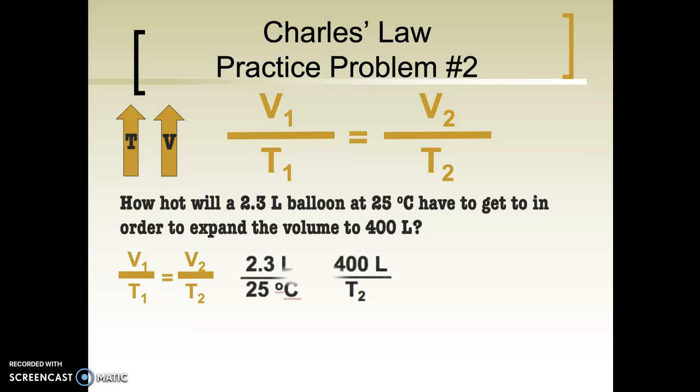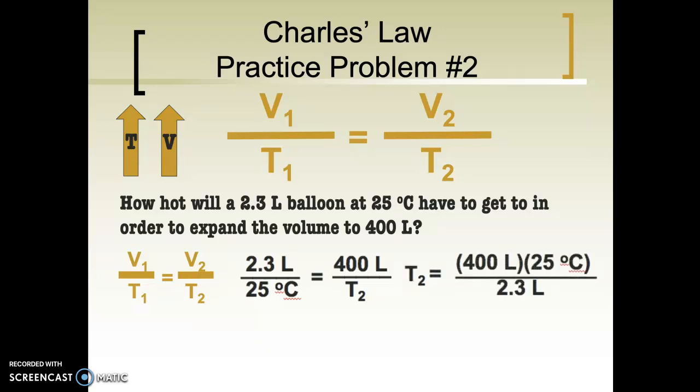So again, we simply set this up. Our initial volume is 2.3 liters. Our final volume was 400 liters. Our initial temperature was 25 degrees. In this case, we are trying to find the temperature at the end. So that is our equation. So in this case, we are finding T2.